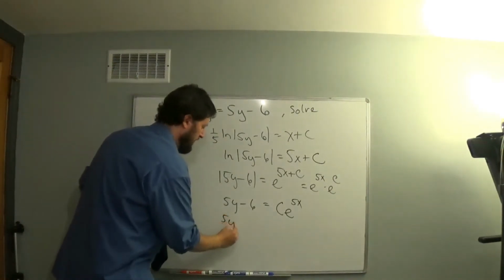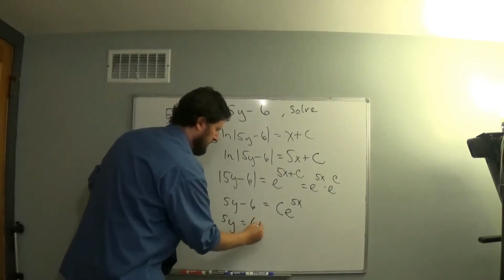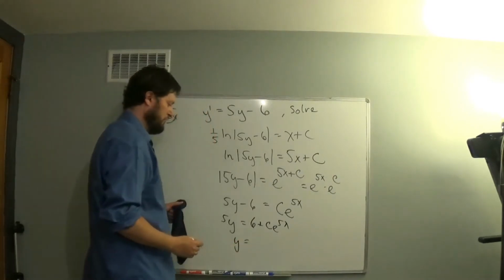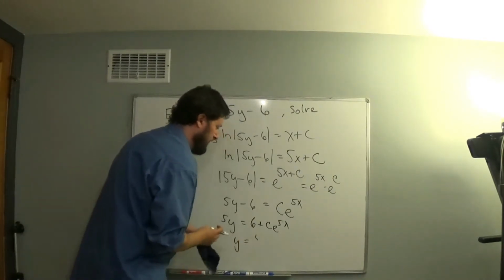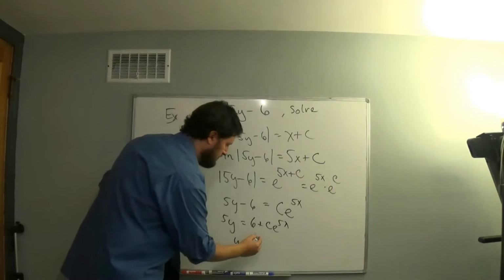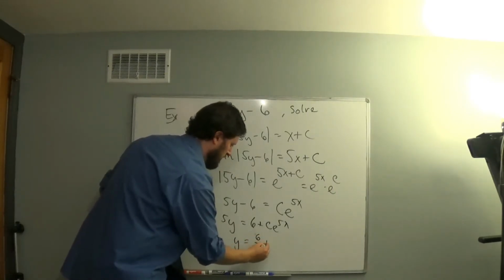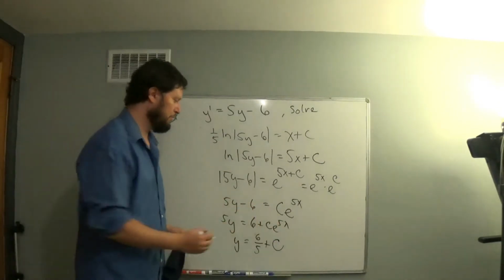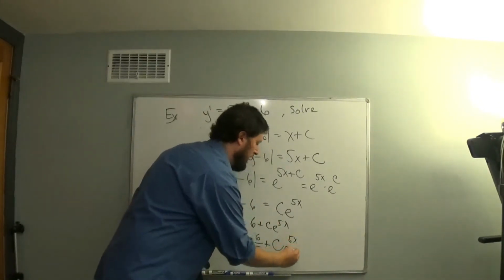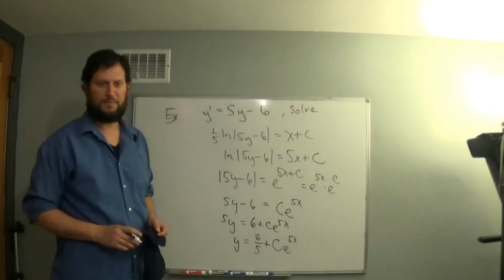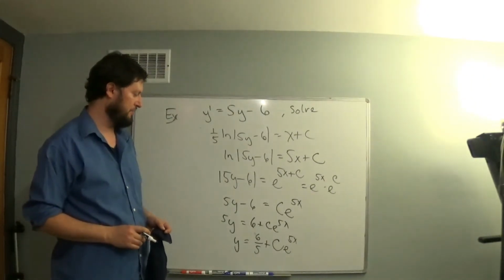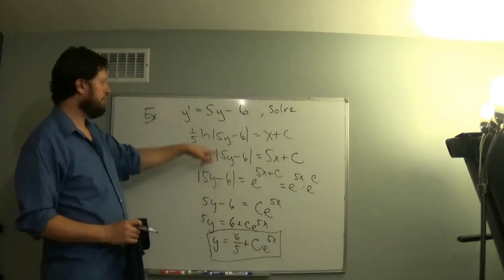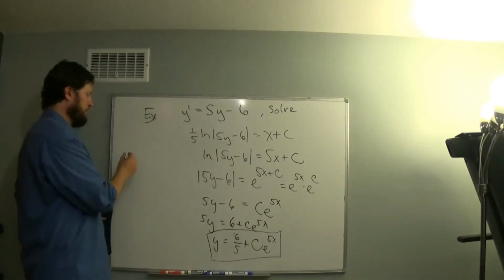Finally, 5y is 6 plus c e to the 5x, so that y is equal to 6 over 5 plus c e to the 5x. Again, it's really c over 5, and this is the last time that we'll have to do it, but c over 5 is just some constant, and the constant can be anything that we need it to be. Finally, let's check our answer in the original differential equation to make sure that it works.